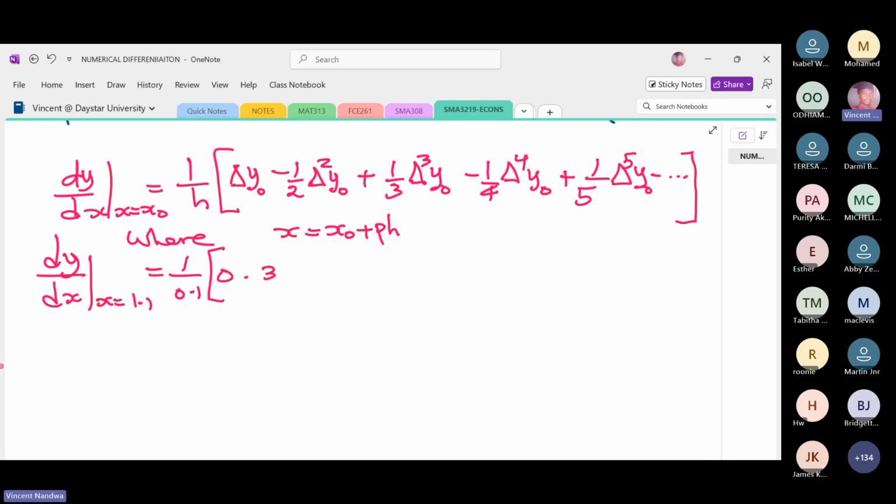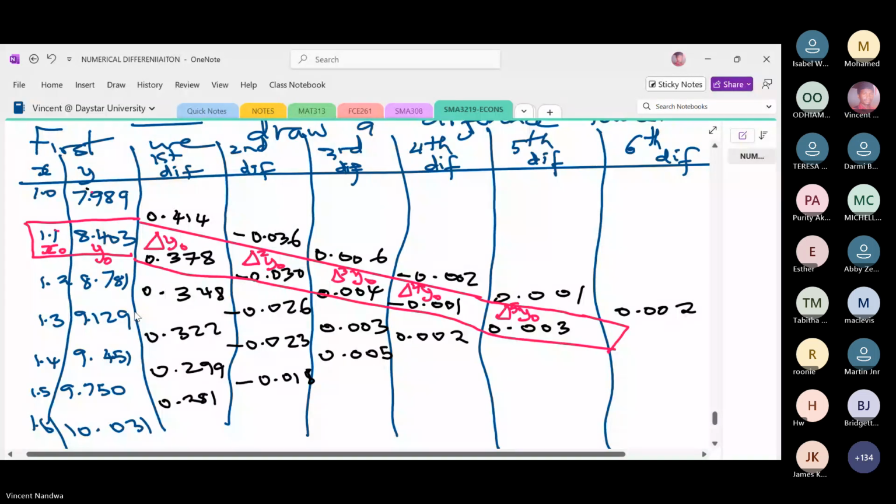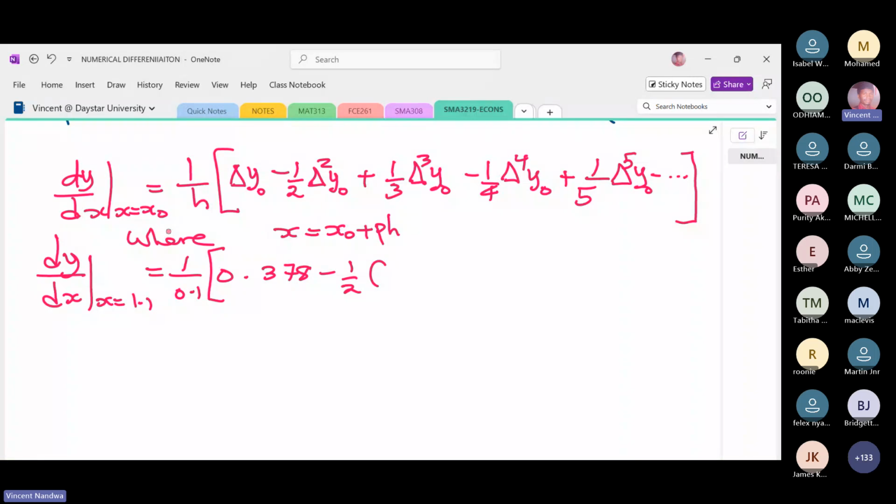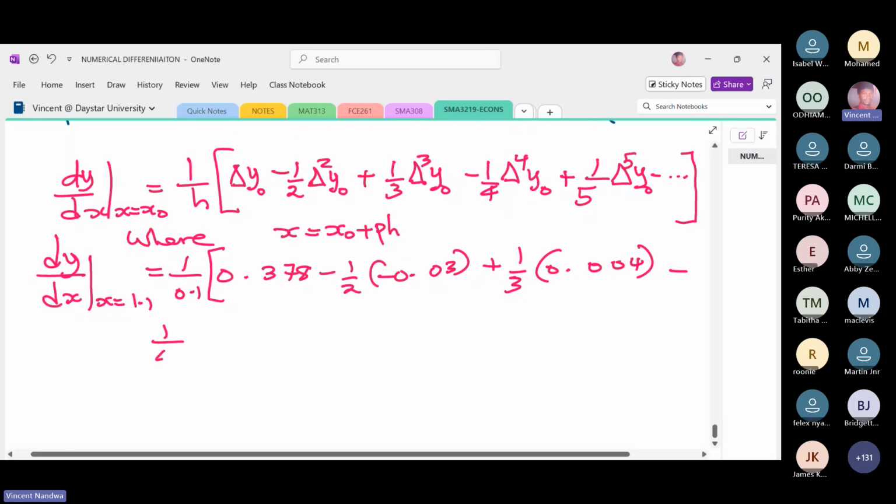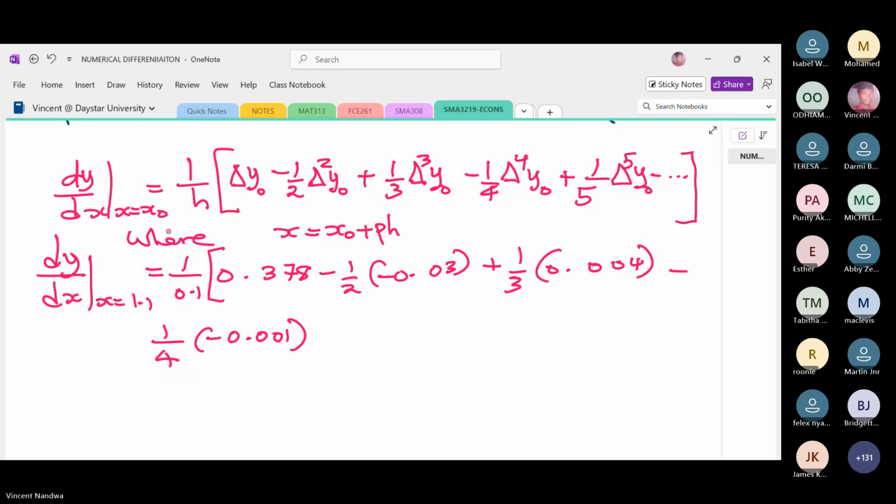So the expression is given by 0.378 minus a half, then the second forward difference of y naught from this table, 0.030. Yeah, there's a minus here, so minus 0.030. Then plus 1/3 of 0.04, if you check correctly. Then minus a quarter into minus 0.001. Then plus a fifth into 0.003.